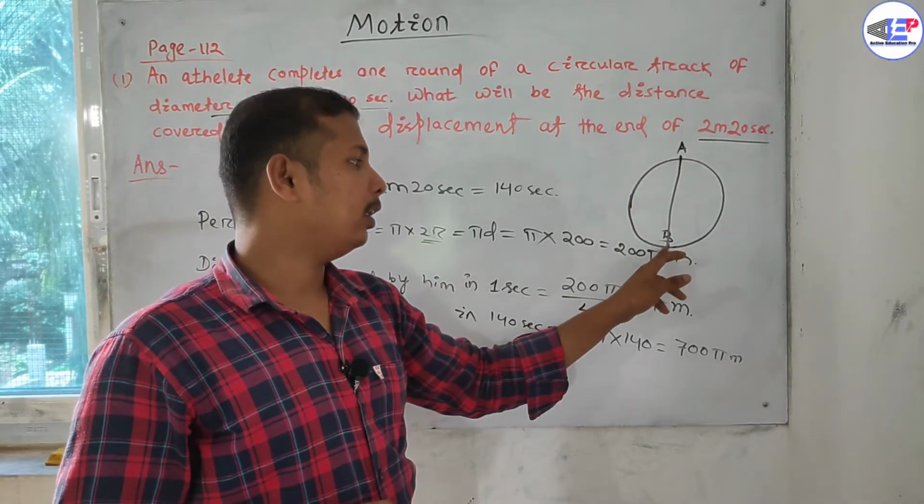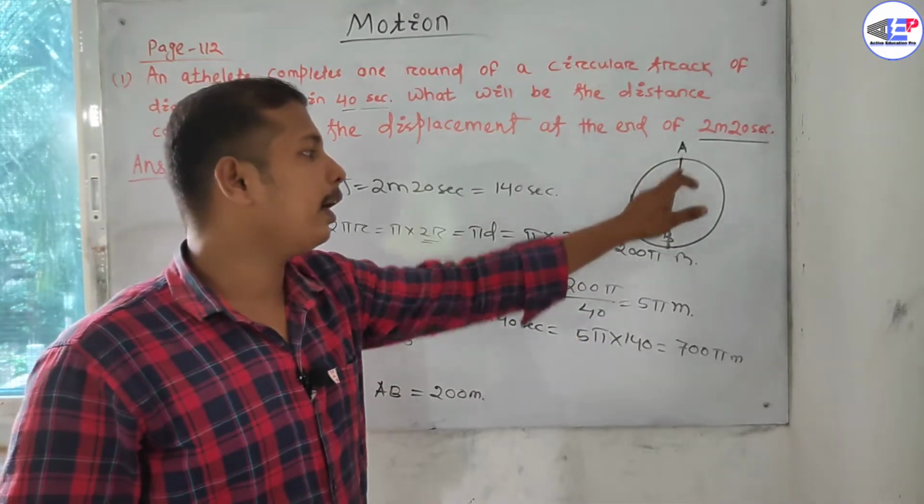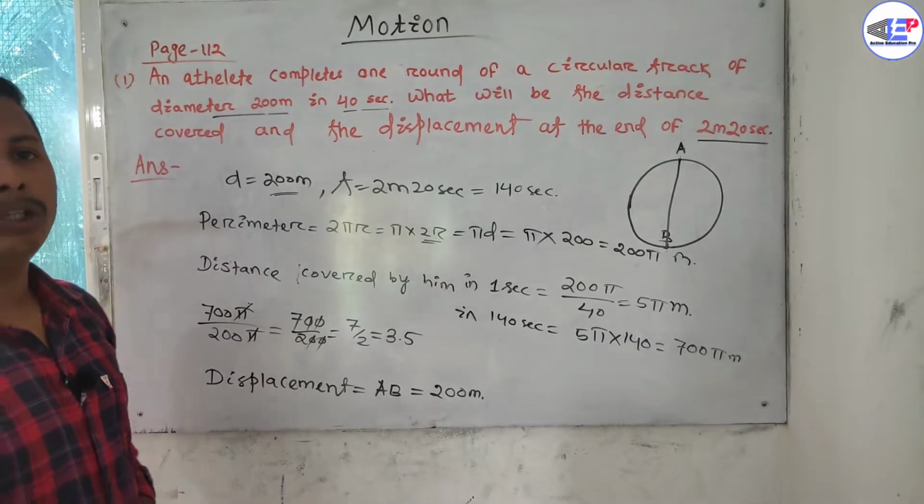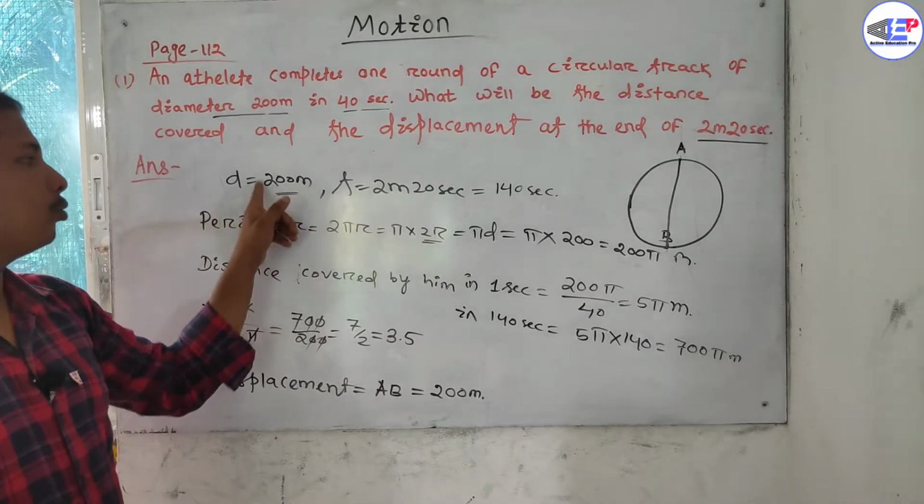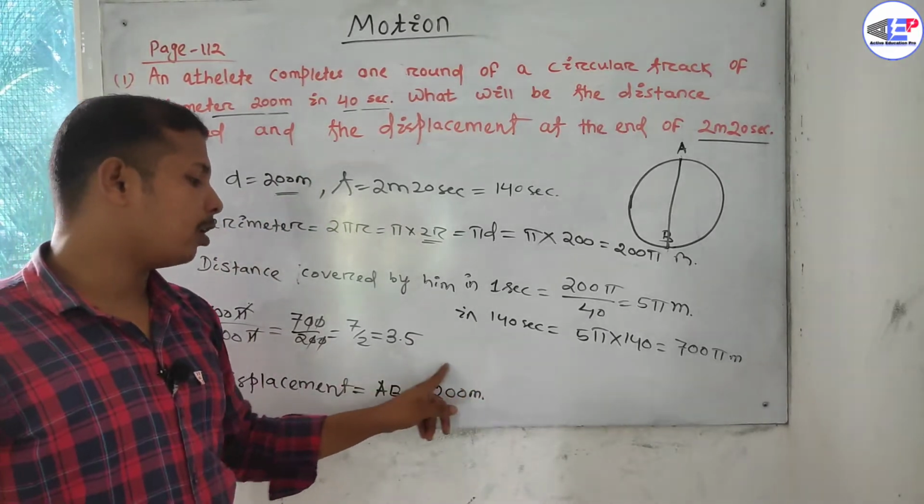That is, its final position is B. So displacement will be the shortest distance from A to B, which is the diameter of the circle, AB. We know that in the question it is given that the diameter of the circular track is 200 meter. So the displacement of the athlete will be 200 meter.